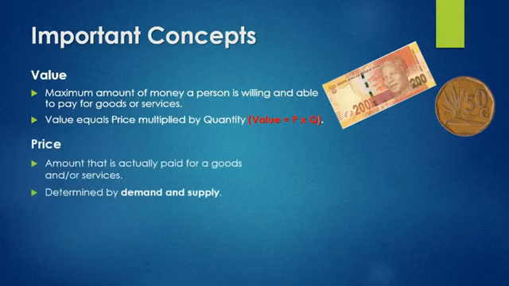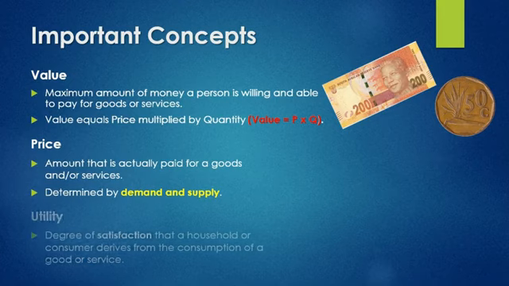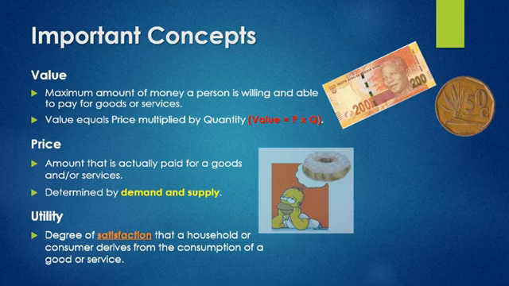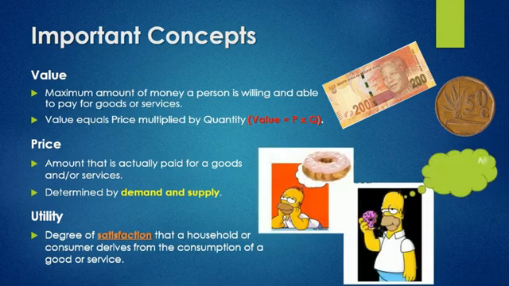The next one is price. Price is the actual amount which is paid for a good or service, and it is determined by the interaction between demand and supply. Another important concept which you need to know is utility. Utility is the degree of satisfaction that occurs from the consumption of a good or a service. The key word there is satisfaction. And there we can see Homer Simpson enjoying his donuts.